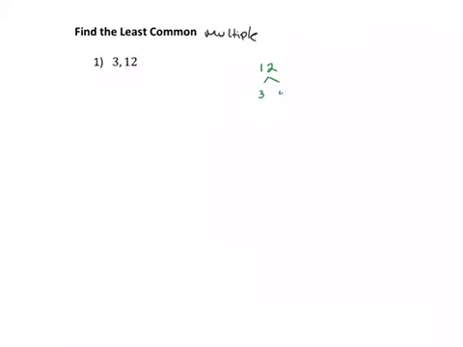So this is 3 times 4, and 4 is 2 times 2. So that's my prime factorization, right? So I have 3 and I have 2 squared times 3. When I'm finding the least common multiple, I'm going to first find my greatest common factor. My greatest common factor here is 3. Why? Because the 3 is the only number that is repeating between both numbers, 3 and 12. So I'll write this right here, 3.